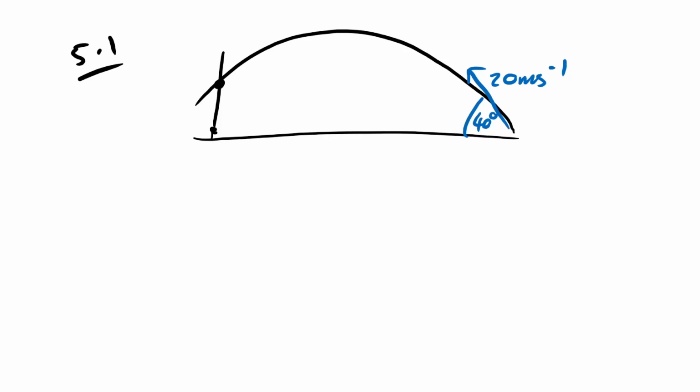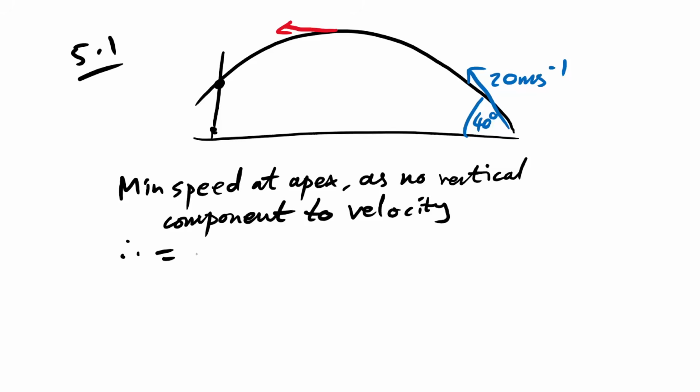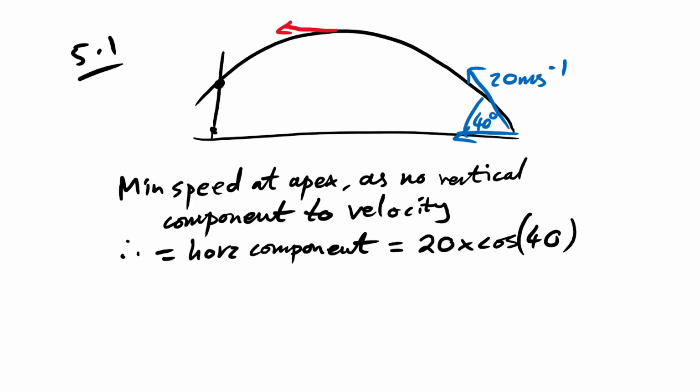Of course, the minimum speed is going to be when it's at the top and it's going horizontally. So min speed at apex has no vertical component of velocity. Therefore, it's equal to the horizontal component, and that's going to be equal to our 20 meters per second times cos 40. If you don't know where I'm getting that from, then have a look at my easy vectors trig video. And we end up with 15.3 meters per second.